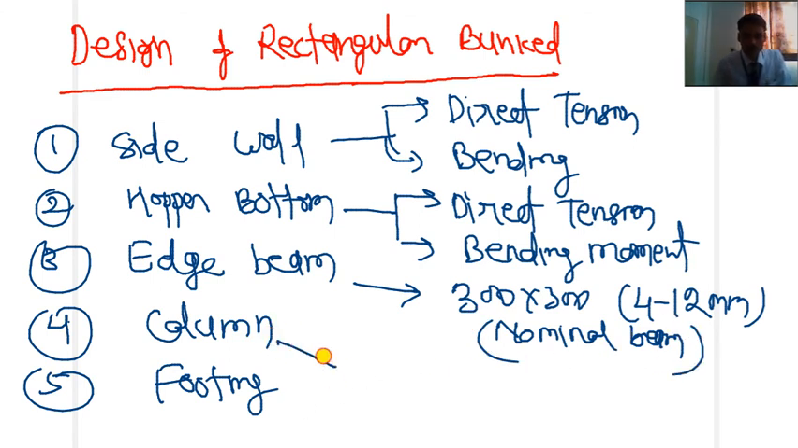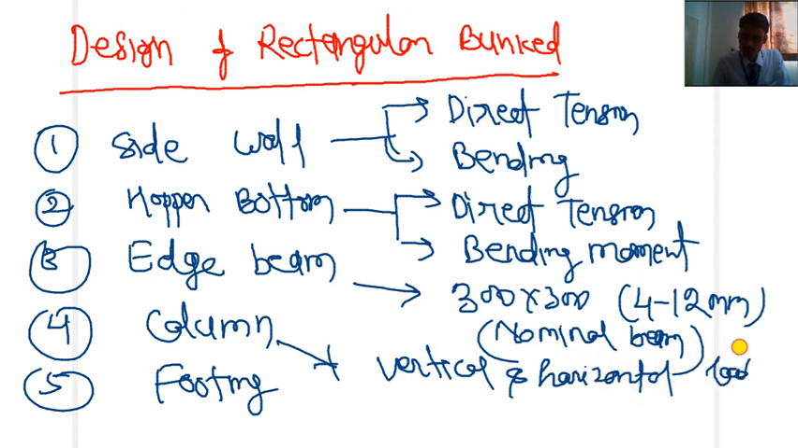If we talk about the column, the column is designed for the horizontal wind load and the vertical load of the filled material and self weight. So the column is designed for the vertical load as well as the horizontal load also. And with respect to the column, the footing is also designed. So by designing these five parameters individually, we can completely design the storage bin like the bunker here.